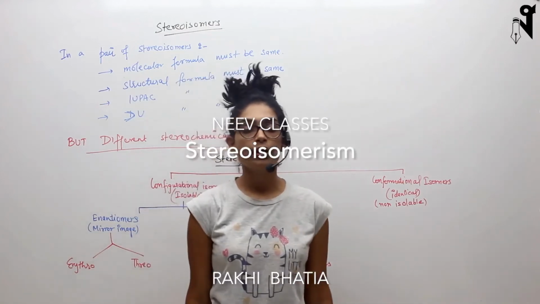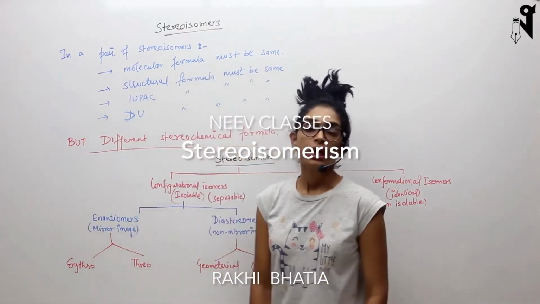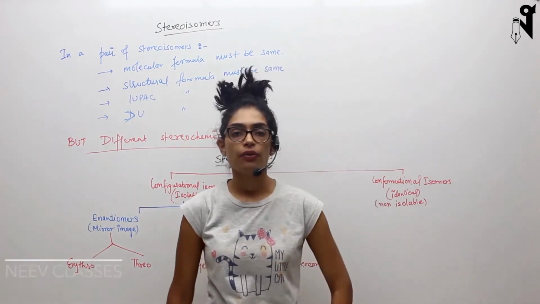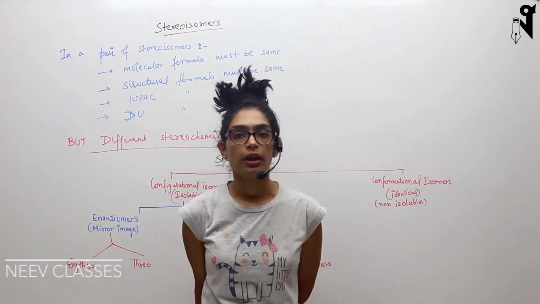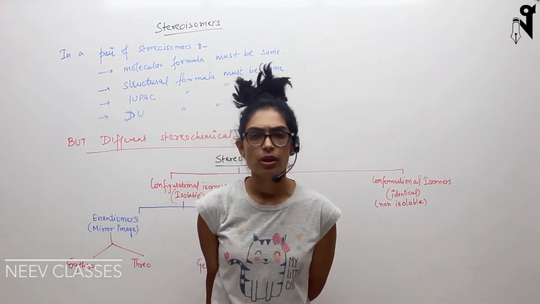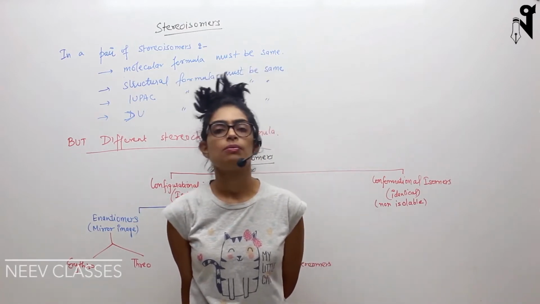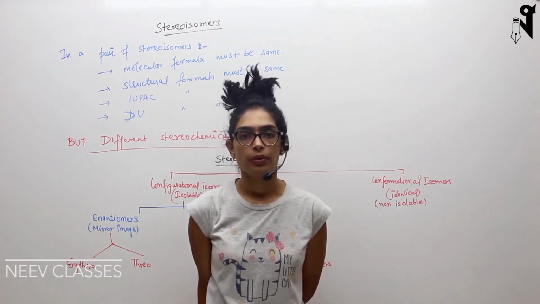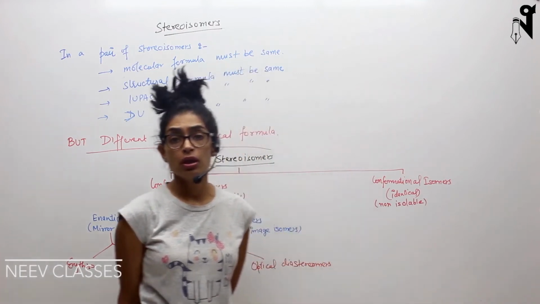So today we'll start a new topic, that is stereoisomerism. Structural isomerism we have already done, and we have understood the different isomers that can come under it. In structural isomerism we had spoken about position isomerism, chain isomerism, metamerism, tautomerism, etc. Right now we'll be talking about stereoisomerism.